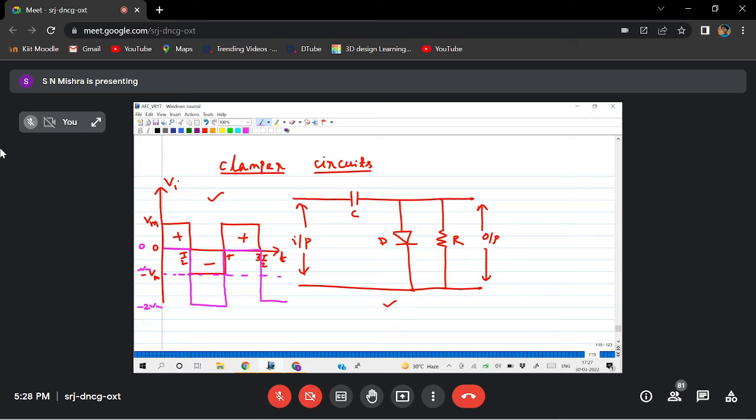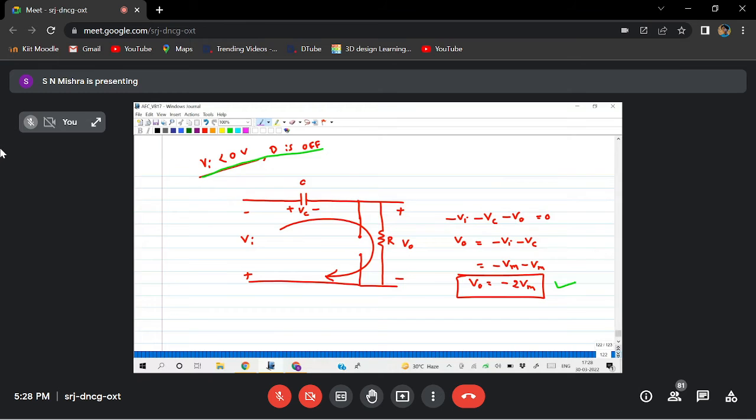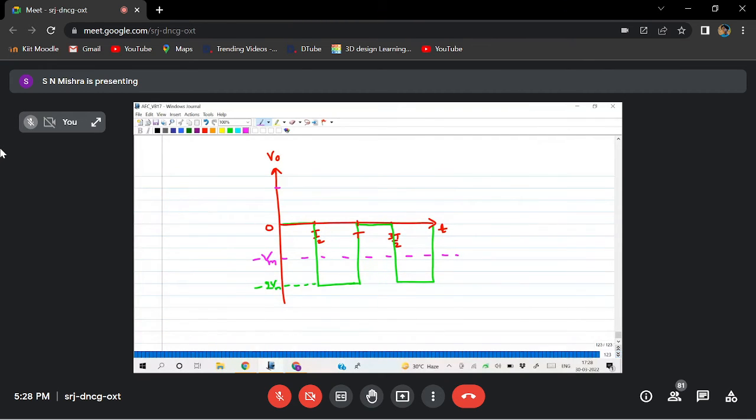Yes or no? This is your Vm. If I add Vm plus minus Vm, what is the value? 0. If I add 0 with minus Vm, what is the answer? Minus Vm. Then minus Vm plus minus Vm, how much? Minus 2 Vm. That's what we are getting. Here 0, here minus Vm, here minus 2 Vm, you see here. Earlier the signal is changing from here to here. Now it is shifted downward by Vm, or downward by Vm means the minus sign is automatically there.